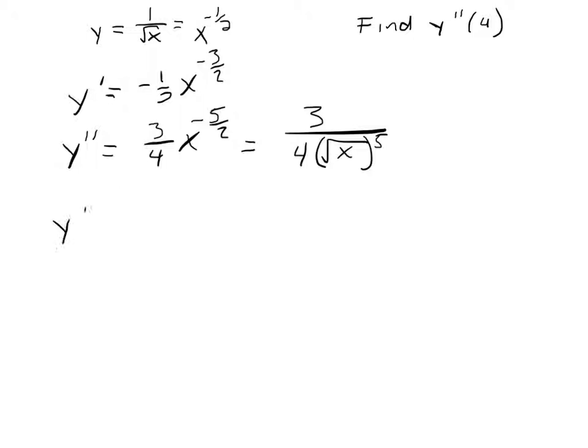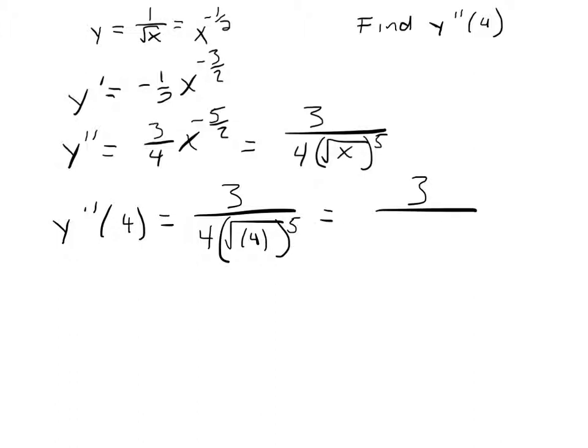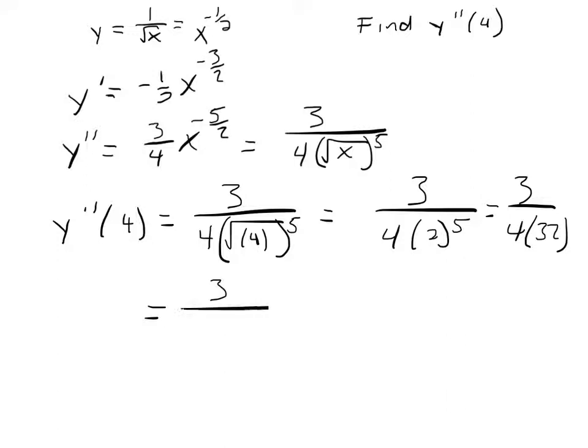So the second derivative evaluated at 4, we're going to replace the x in the problem with 4 and then simplify this. The square root of 4 is 2. 2 to the 5th is 32. 4 times 32 is 128.